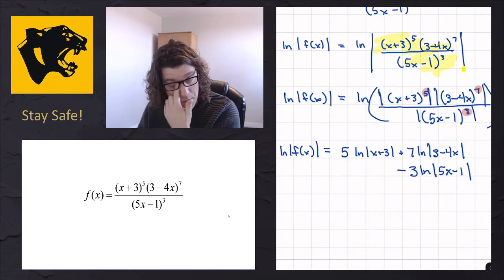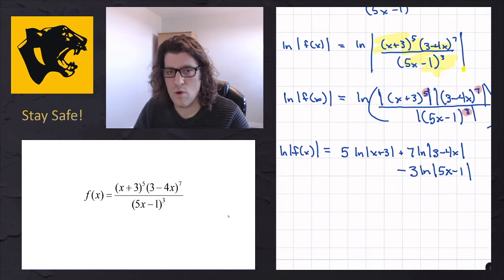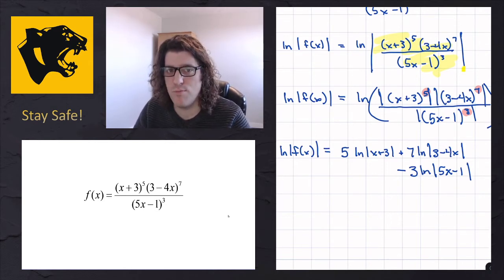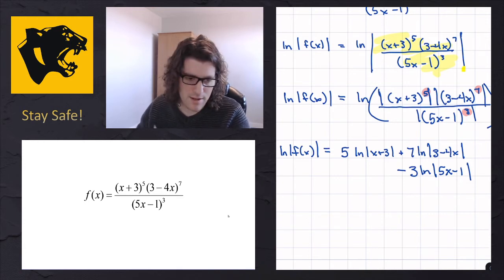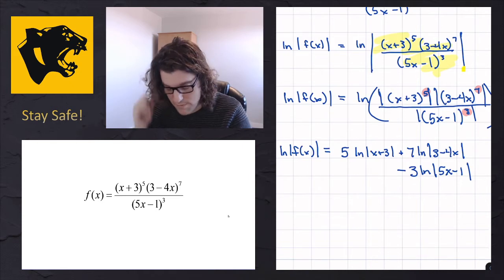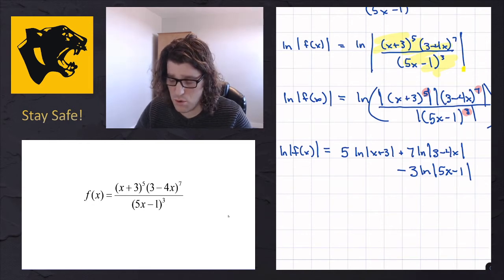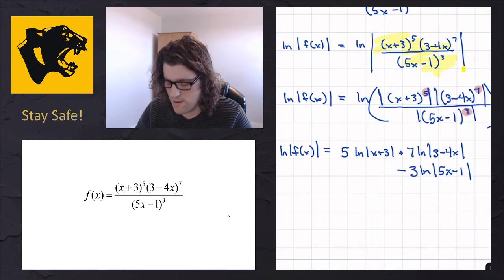The reason we're doing this is that each one of these pieces is now an incredibly simple derivative. So at this point, I'm going to take the derivative of both sides. That might seem peculiar because on the left-hand side I have ln of f of x, not f of x plain. But the goal is to find the derivative of this function, so I want to find f prime at x.